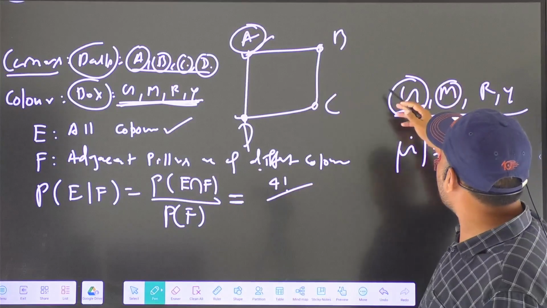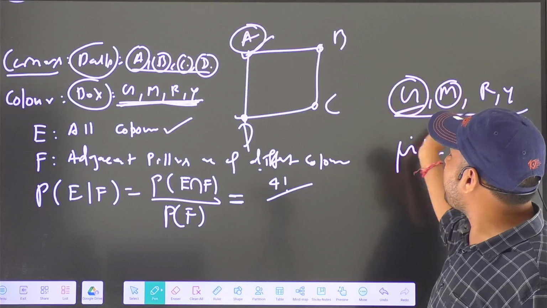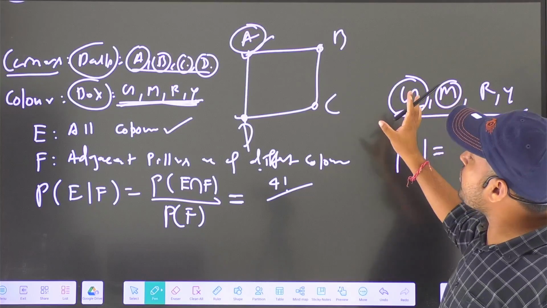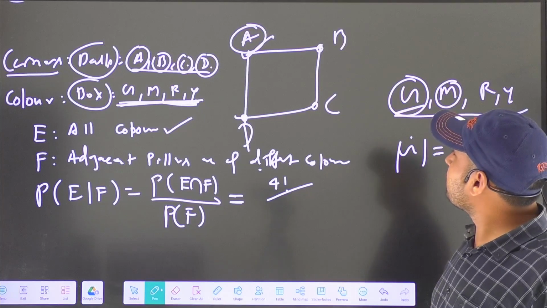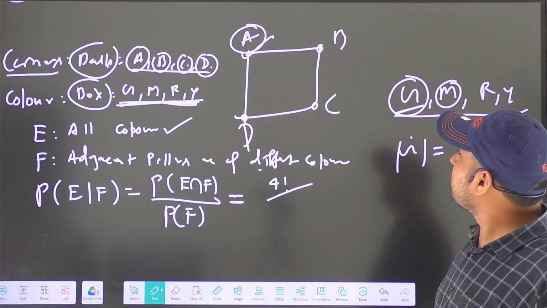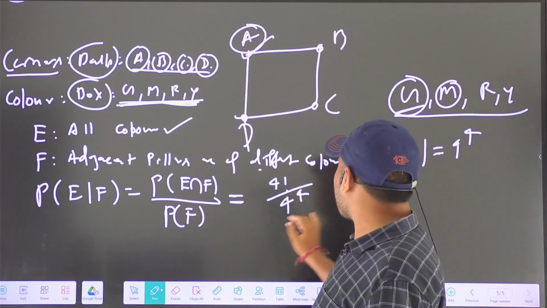So each pillar can be of any color. Second can be of any color. Third can be of any color. Fourth can be any color. So it is the initial situation, na? So yes, okay. So what will you answer? 4 factorial by 4 to the power 4.